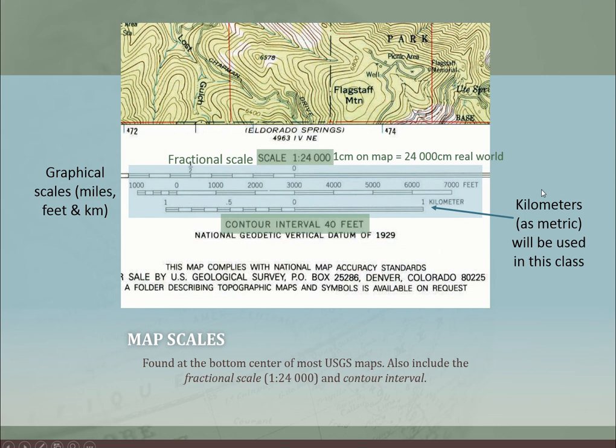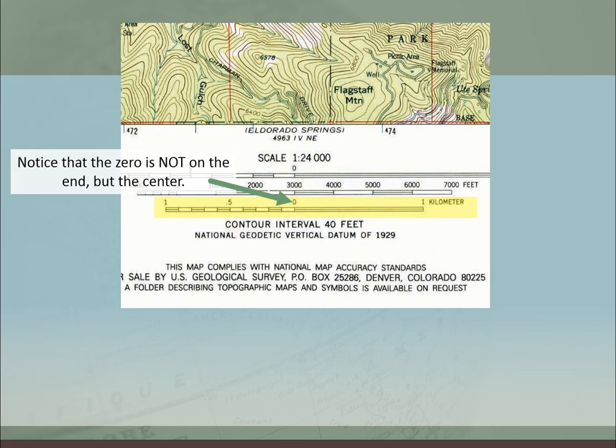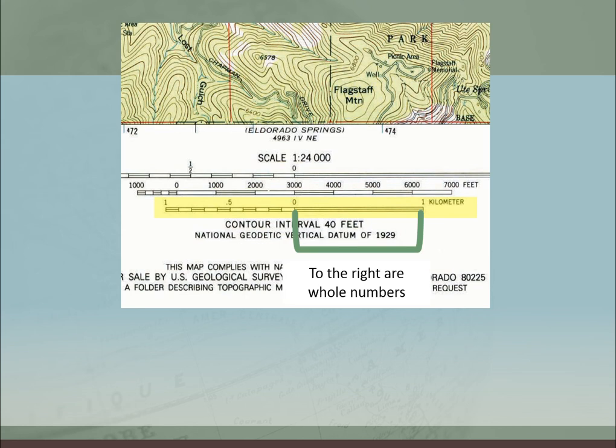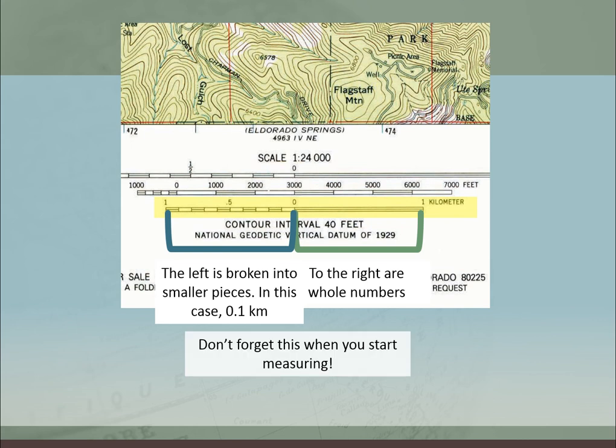Now, in this class, we use kilometers, since that's part of the metric system, instead of feet or miles. So let's try an example. First, though, you need to realize that this does not have 0 on the end, like a normal ruler does, but it's in the center. You notice also that to the right are whole numbers, and to the left, it's broken into pieces. In this case, it's broken into 10 little pieces, so it's 1/10 of a kilometer for each section. This is going to be very important later when we're doing the measuring.